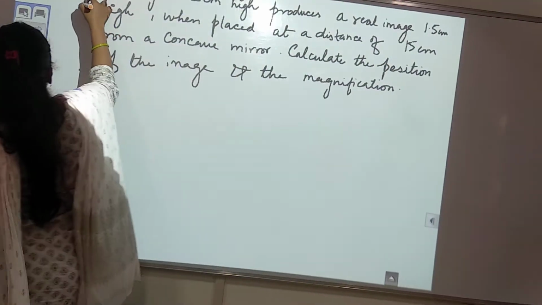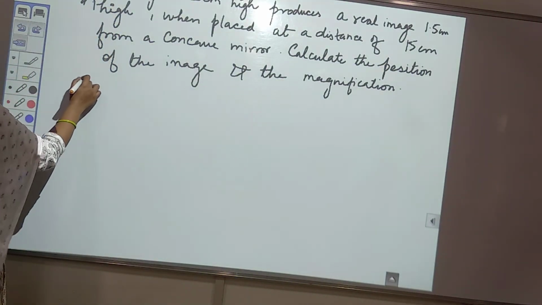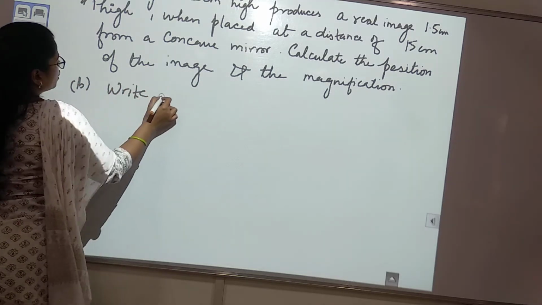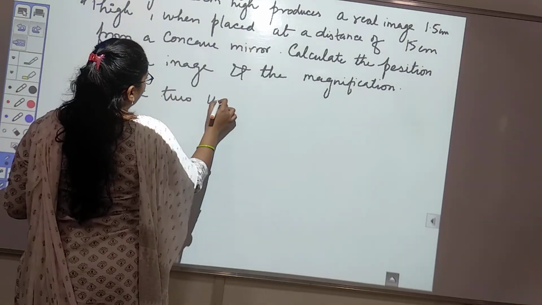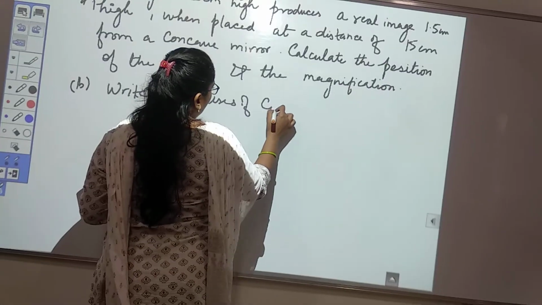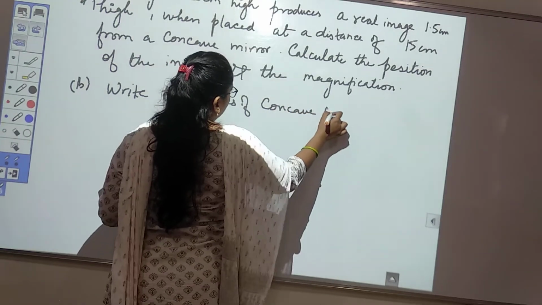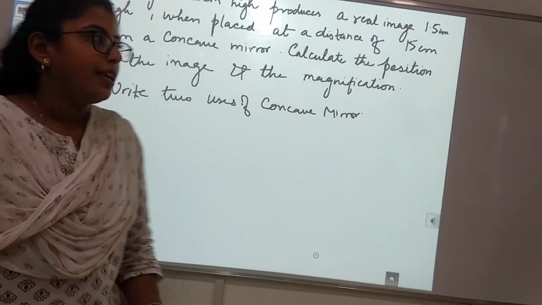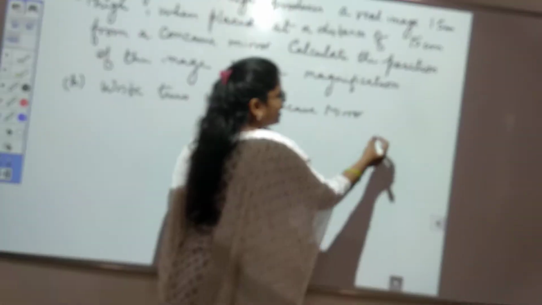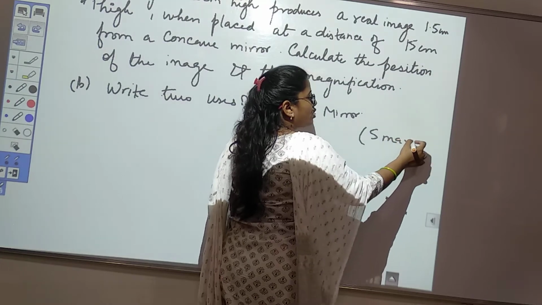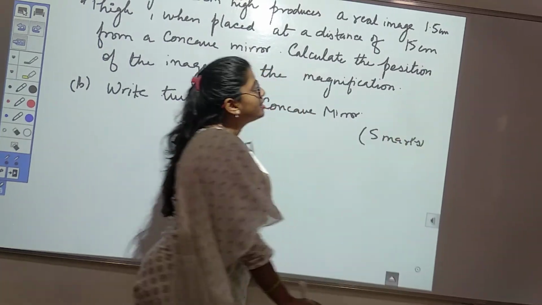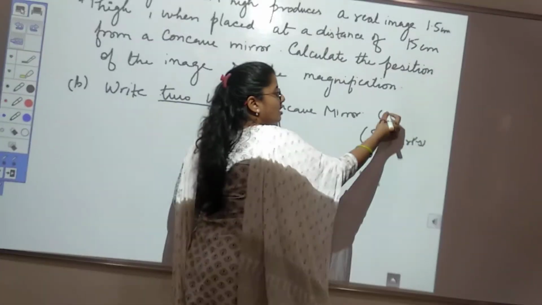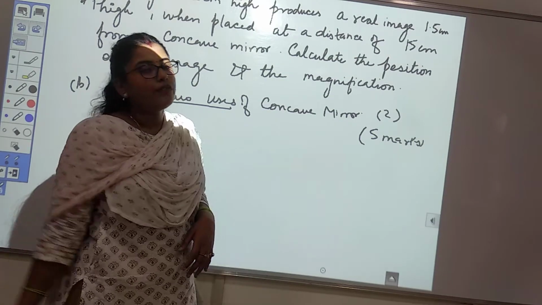This is the A part of the question, while the B part is: write two uses of concave mirror. Now understand one thing. Whenever a question comes in a 5 marker, it will always be split into 2 parts. Most of the time you have to write 2 uses. This part is of 2 marks, while the whole numerical is of 3 marks.